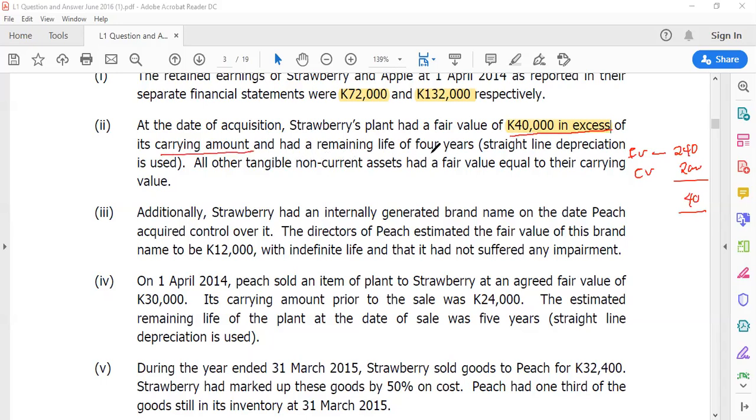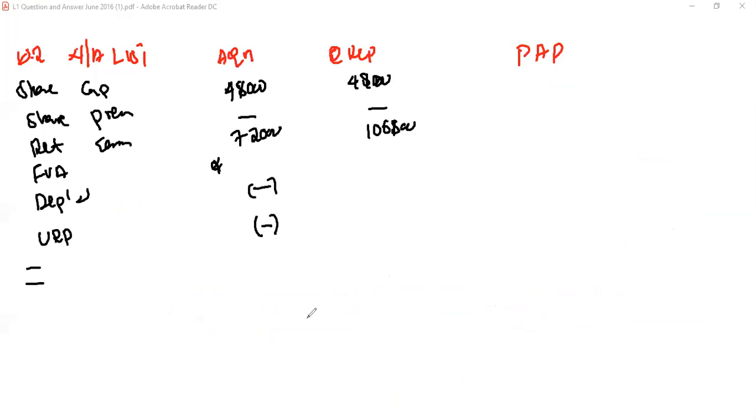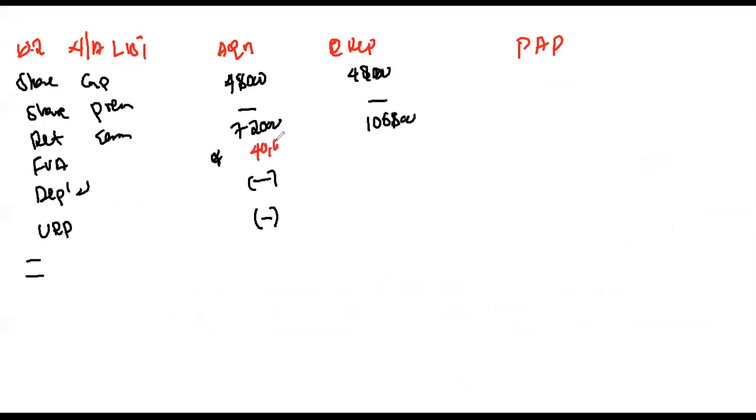And the remaining life is 4 years. Straight line depreciation is used. All other tangible non-current assets were at fair value equal to their carrying value, so everything else was accounted for properly. So what this means is this. Remember, the fair value adjustment amount, the 40, don't change it. The difference always goes to the net assets list, the way it is. So get the 40 and post it here for net assets. Just bring the 40 there, put 40,000.